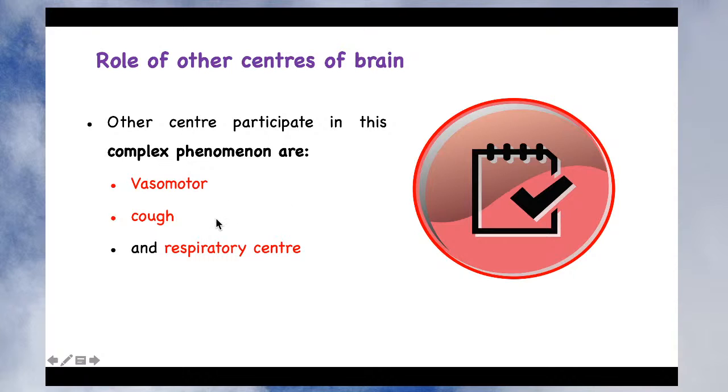You may have seen that a person who has more cough, or who is continuously coughing, in those cases also suffers from vomiting. And lastly, it is the respiratory center.